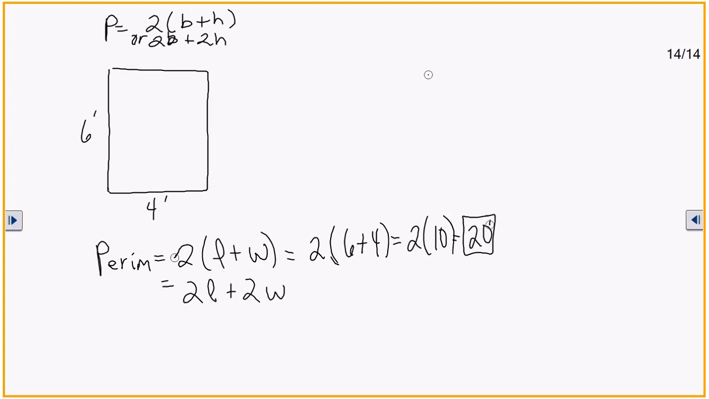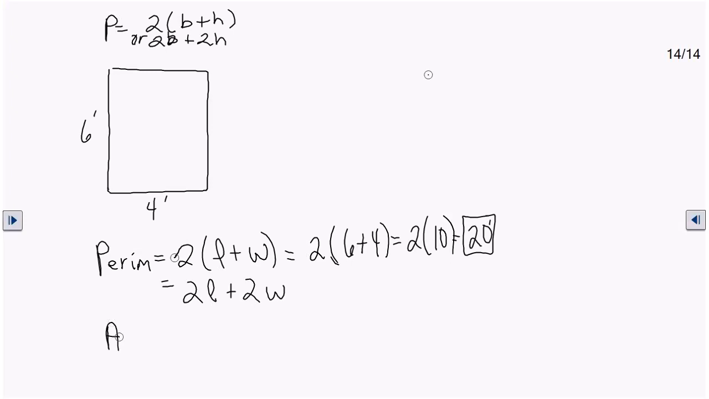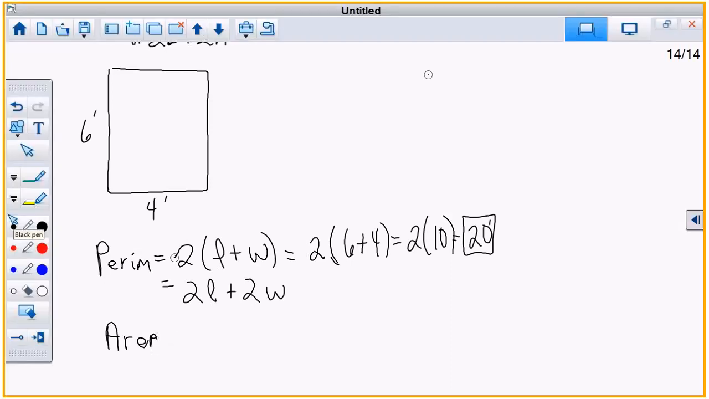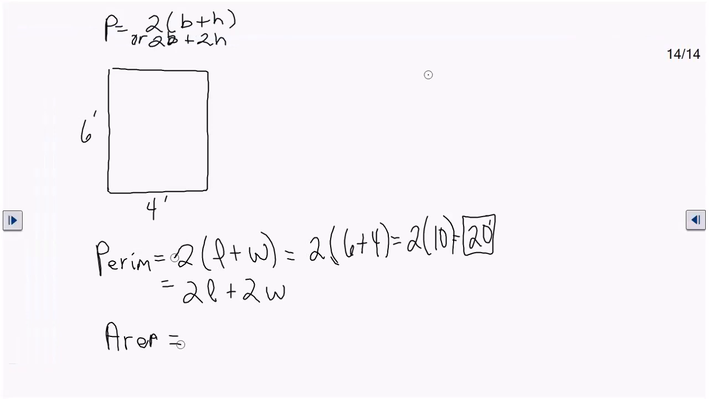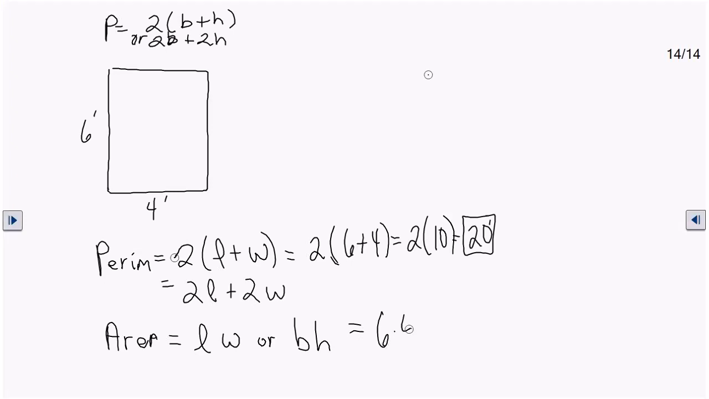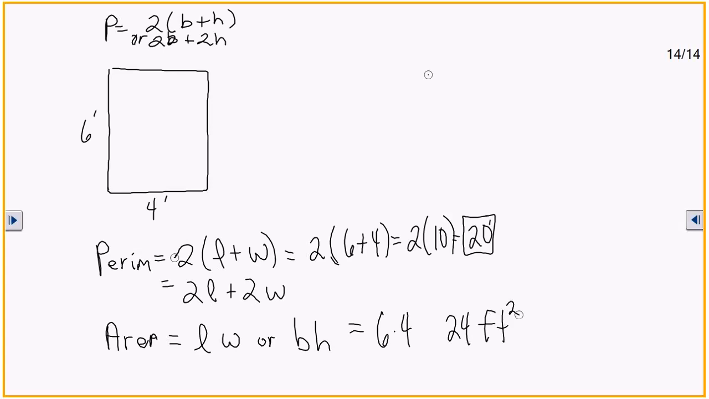Well, what about the area? Let's say we cover this garden spot in grass. Well, area of a quadrilateral is equal to length times the width, or base times the height. Length times width, or base times height. So that's going to be 6 times 4, which is 24 square feet.